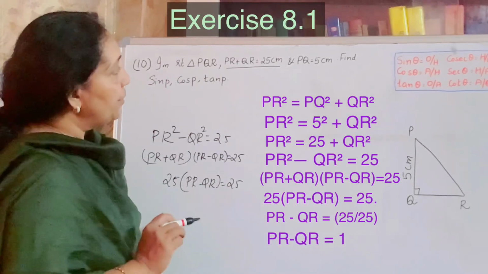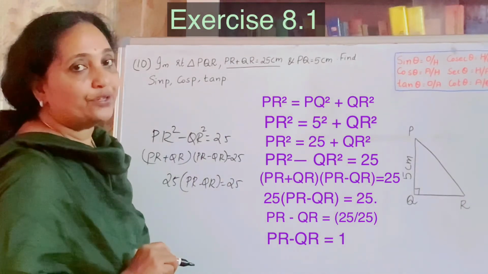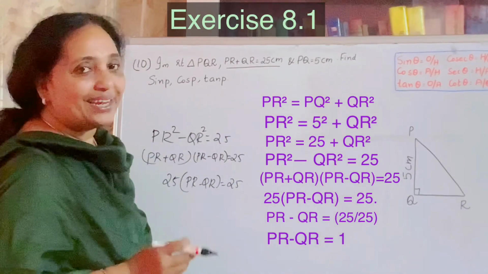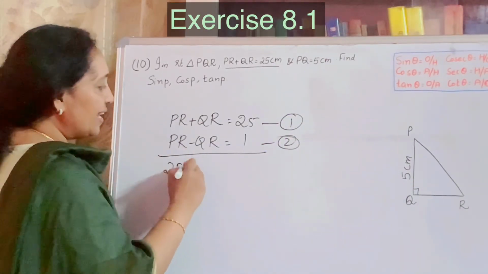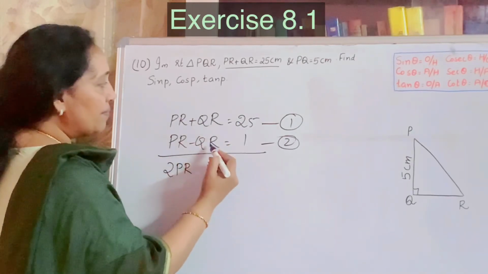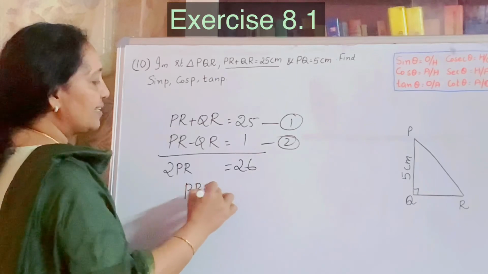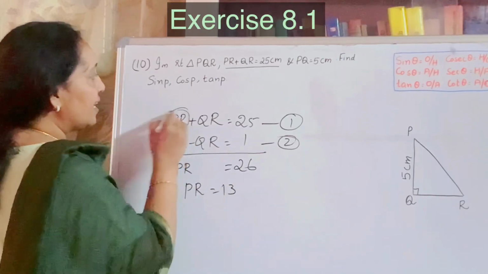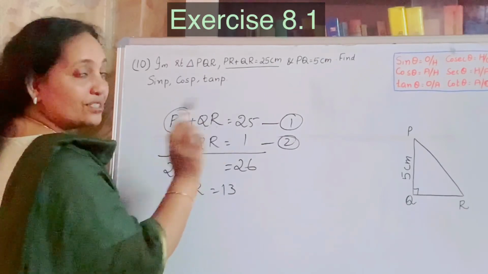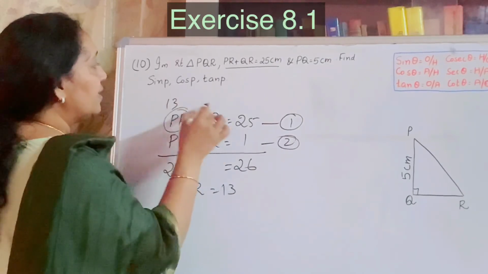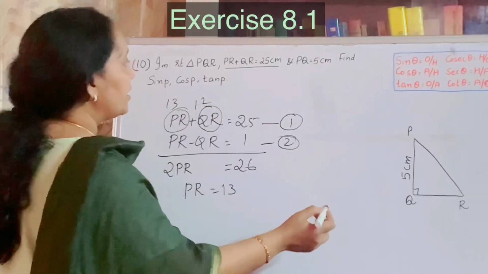Then here you got PR plus QR is equal to 25 cm and PR minus QR is equal to 1. That means two linear equations. Look here, add these two equations, then you will get 2 PR, QR minus QR is 0. 2 PR is equal to 26. That means PR is equal to 13. So PR is equal to 13 means QR is equal to 12. That is 13 plus 12 is 25. That means QR is equal to 12. Then we got the values of PR and QR.